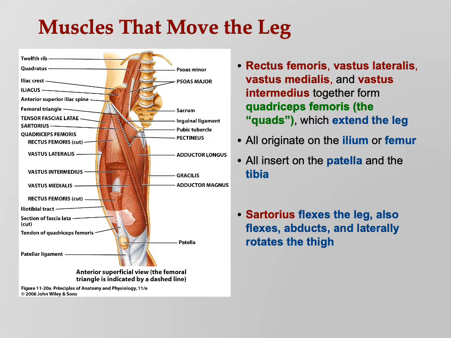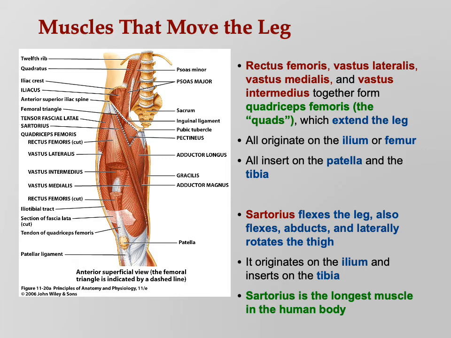Sartorius, cool name, cool muscle, longest muscle in the human body. It runs diagonally across your thigh. See, in the diagram on the left, it comes from the upper left and goes down to the lower right. Sartorius is just a skinny little band of muscle, but it runs all the way diagonally across your thigh. Sartorius is the longest muscle in the human body.